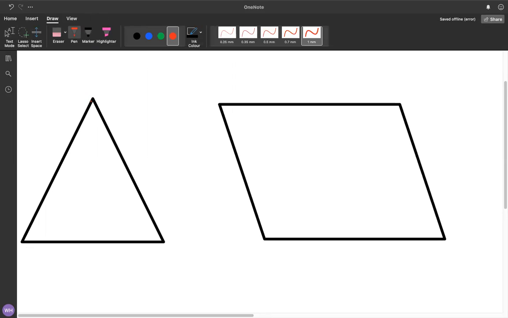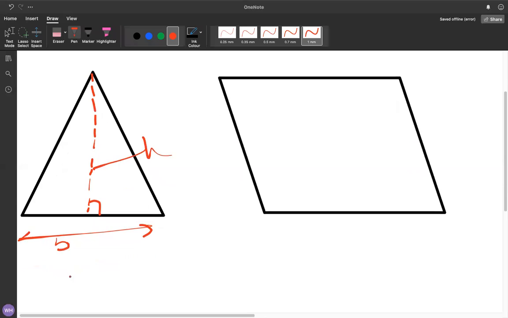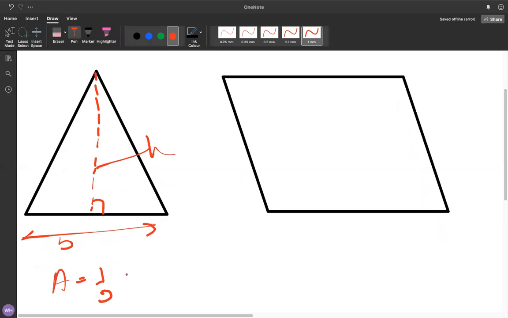Right? It is nothing but half into base into perpendicular height. Perpendicular height, and this is the base, right? So the area of this can be written as half times base times the perpendicular height. Right? How to find the area of this parallelogram then? Perpendicular height into length.